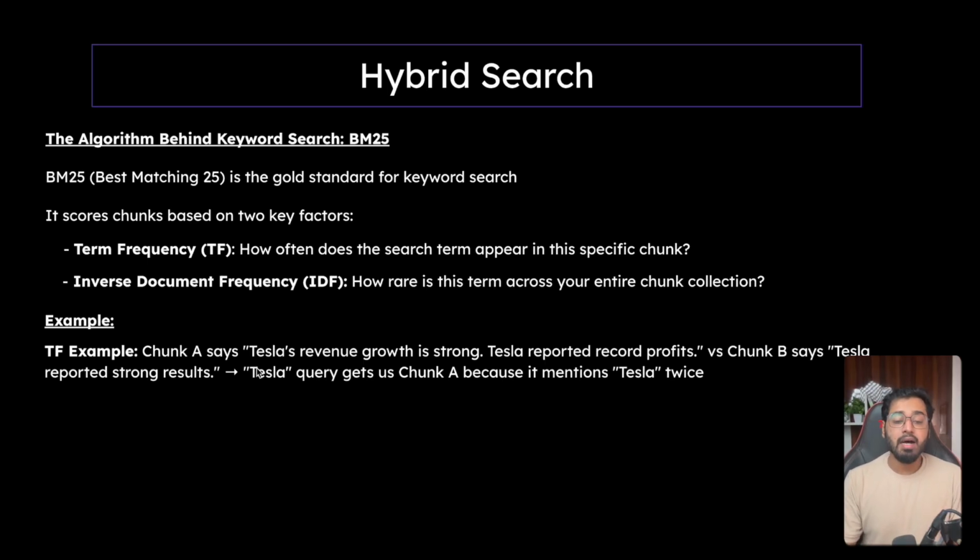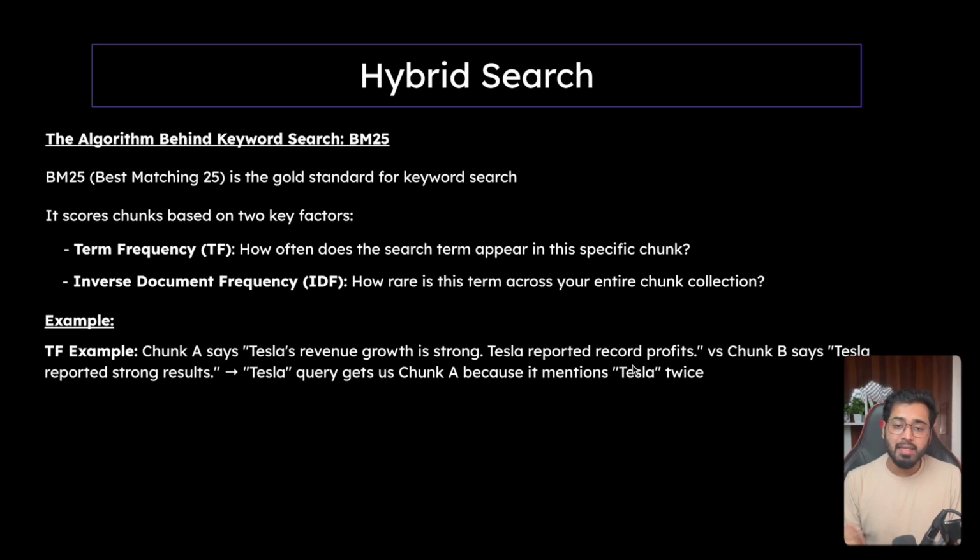Now, let's say we ask a query to the RAG system, and let's assume that this RAG system only has keyword search alone, not vector search. So if the entire query just has Tesla, in that case chunk A is going to be given more priority and retrieved over chunk B. And that is because chunk A mentions the word Tesla twice.